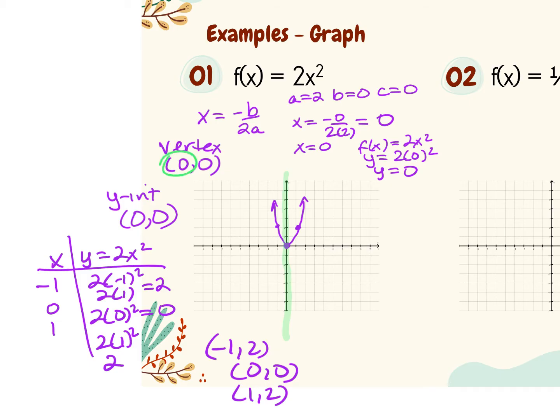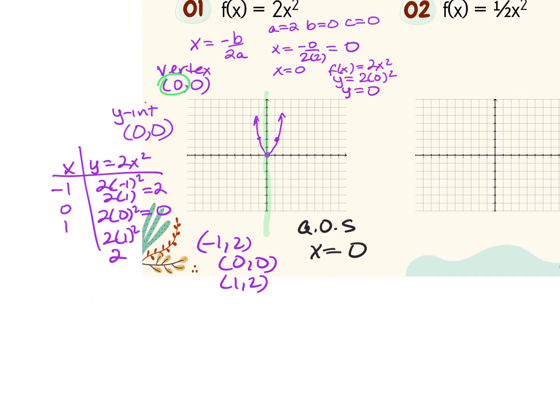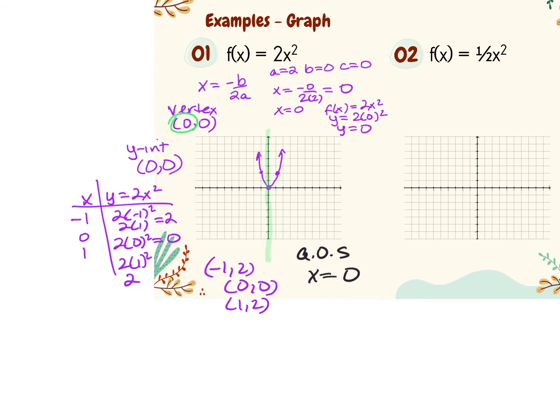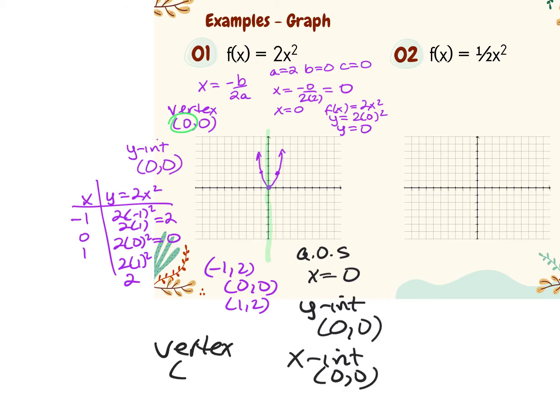So my x of my vertex is 0. So my axis of symmetry is going to be x equals 0. So in this particular problem, my axis of symmetry is x equals 0. My y-intercept is (0, 0). My x-intercept is (0, 0), and my vertex is (0, 0).